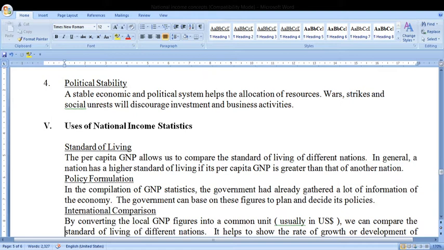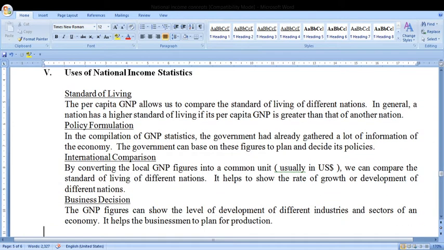And policy formulation. In the compilation of GNP statistics, the government has already gathered a lot of information on the economy. The government can base its plans and policies on the figures. Clear? Then international comparison. A country can compare with other countries: what development activities they are doing, what steps they are taking for development, what various ways they are following. And ultimately, what defects they are facing.